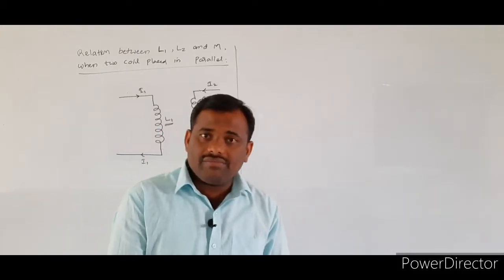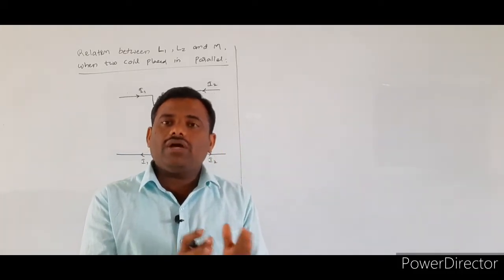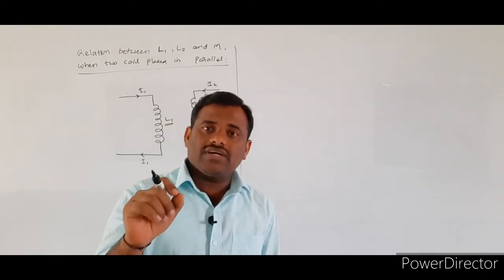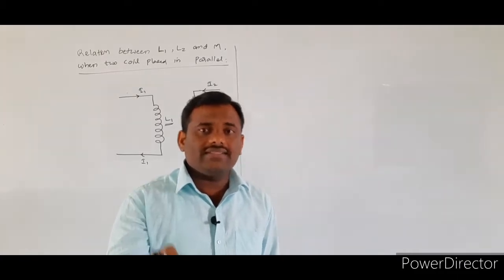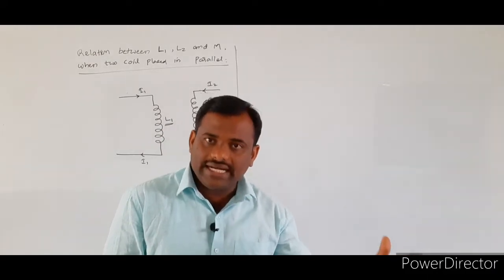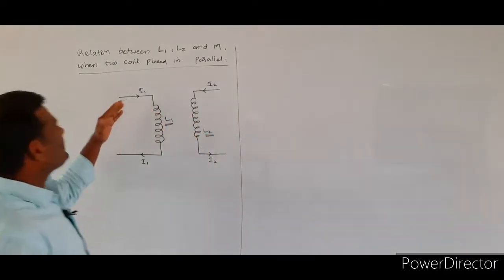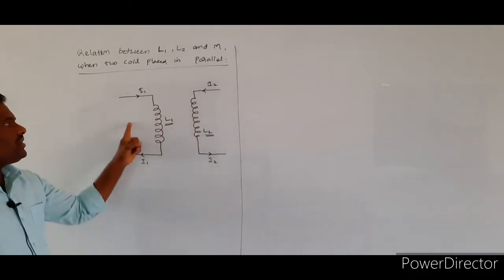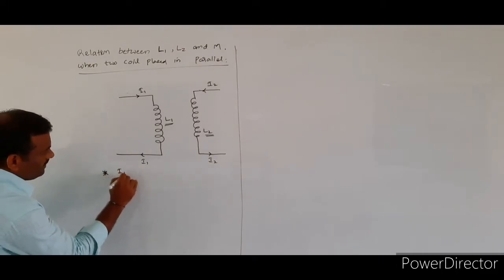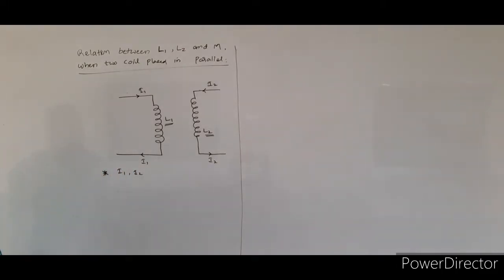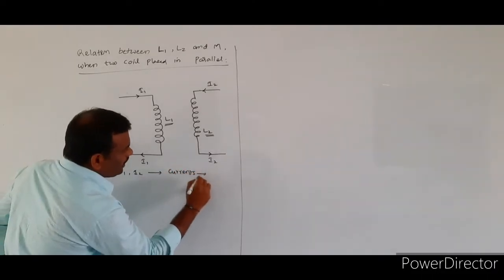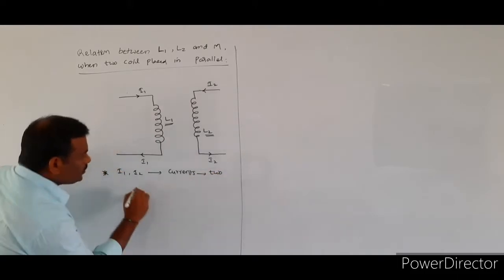In the case of the series combination, through each and every coil the same amount of current flows, and the rate of change of current also remains the same. But in the case of different coils arranged in the parallel combination, different currents flow. So here we assume I1 and I2 indicate the currents passing through the given two inductor coils.